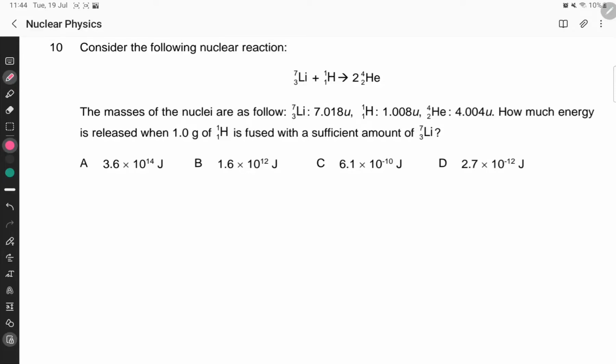For this question, we have a nuclear reaction. It's a fusion between a lithium and a proton to give you 2 helium. We are supposed to figure out how much energy is released when you have 1 gram of the proton being fused with a sufficient number of lithium.